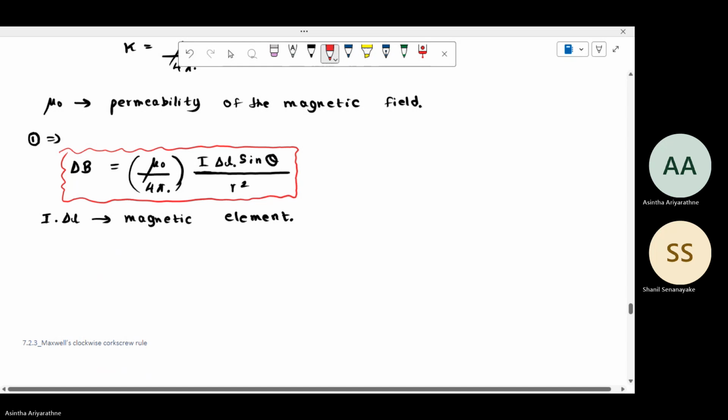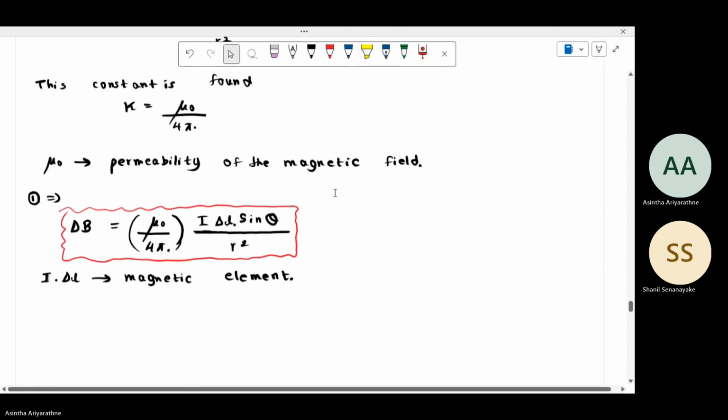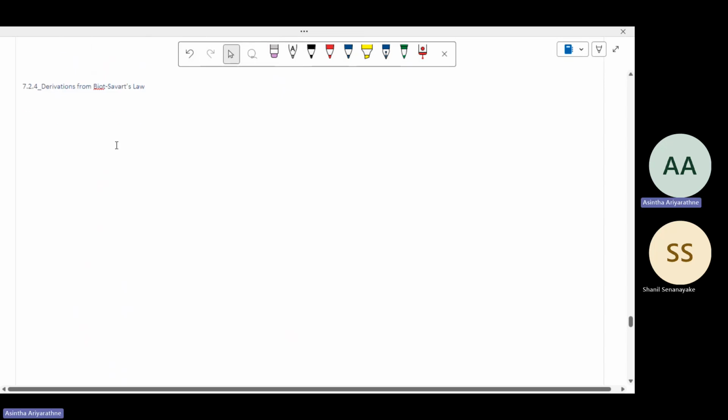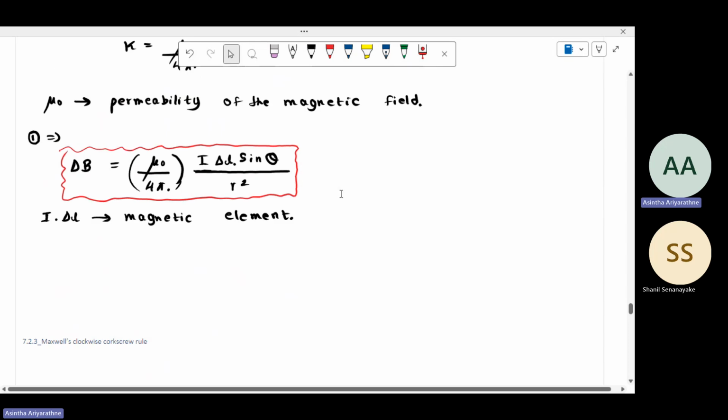This delta B represents not the total magnetic flux, but the small amount of magnetic flux induced due to the delta L small segment of the conductor. So actually we have to use integration here to find the total magnetic flux. So here we will look at those things. This is the basic expression for the Biot-Savart law.